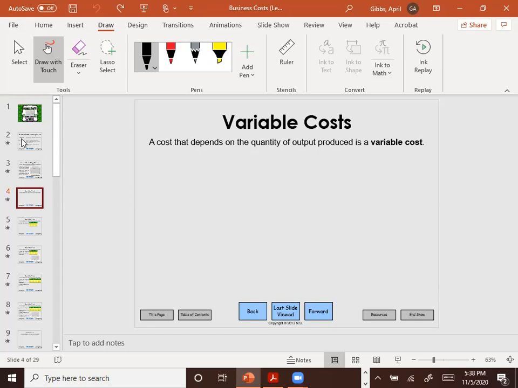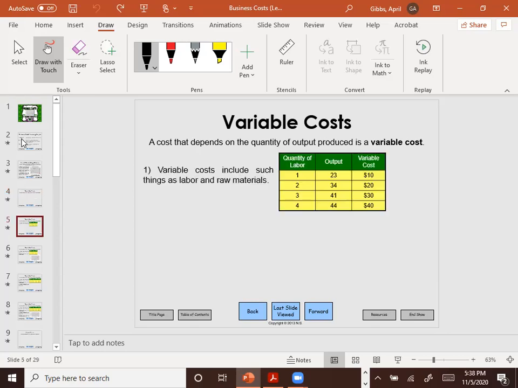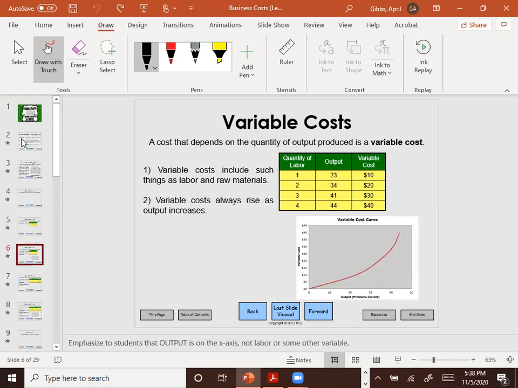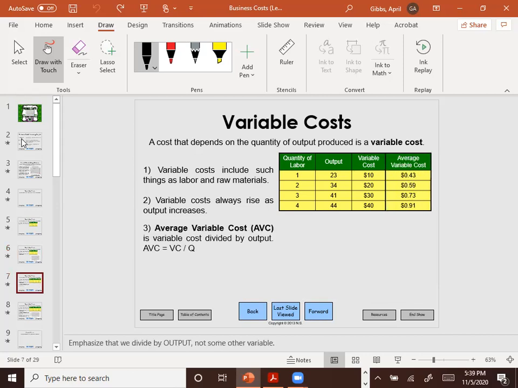Variable costs. This is a cost that depends on the quantity of output, or the quantity of products that are produced. Variable costs include such things as labor and raw materials, because you might need more people, you might need fewer people. And if you're baking cakes, for instance, if you bake one, you're going to need one cake mix. If you bake two, you're going to need two cake mixes. So your raw materials, the products that you need to make your final product, you're going to need more of that the more products that you make. Variable costs always rise as the output increases. You're always going to need more products the more products that you make. You're always going to need more people the more products that you make.